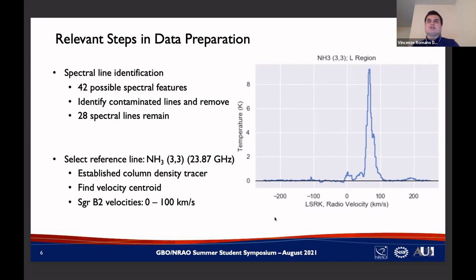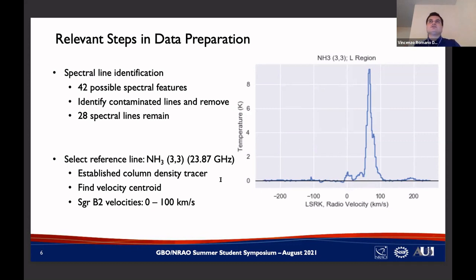And so it should serve as a good reference. What we want to compare are the emission and absorption components that correspond to velocity components in the Sagittarius B2 range, which is 0 to 100 kilometers per second. This image shows an example of reference for ammonia 3,3 in the L region. We want to Gaussian fit this bright emission peak, which corresponds to a velocity of around 70 kilometers per second, well in the range of Sagittarius B2. Then for each other line that we're comparing to it, we want to find the corresponding emission or absorption component at that corresponding velocity.